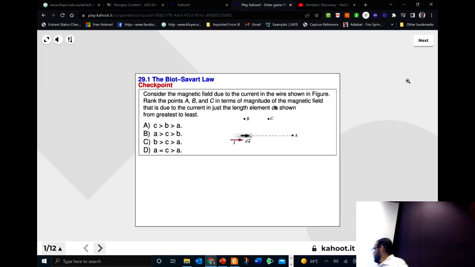Okay, so here we have an element ds with a current I flowing through this element. Consider the magnetic field due to the current in the wire as shown in the figure. Rank points A, B, and C in terms of the magnitude of the magnetic field due to the current in just the element length ds shown, from greatest to least. We have point A along the line, point C at this location, and point B, and we want to rank the magnitude of the magnetic field due to this element.